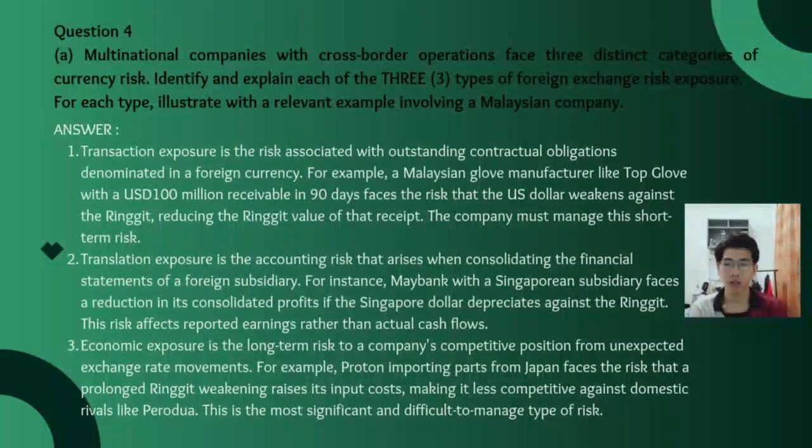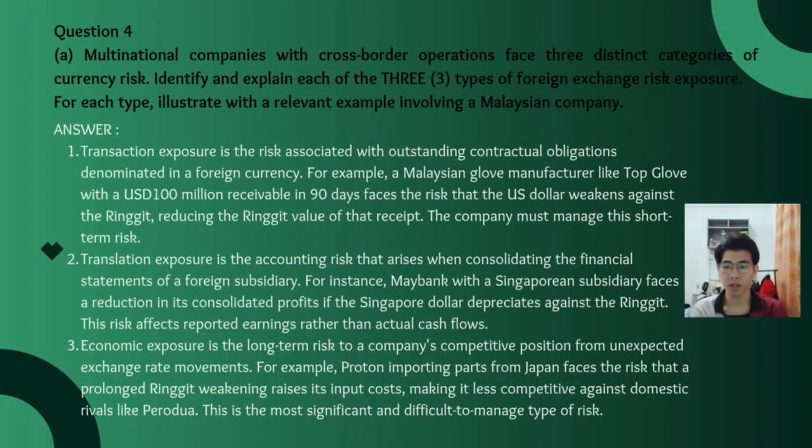Second is translation exposure, the accounting risk that arises when consolidating the financial statements of a foreign subsidiary. For instance, Maybank with a Singapore subsidiary faces a reduction in consolidated profit if the Singapore dollar depreciates against the ringgit Malaysia. This risk affects reported earnings rather than actual cash flow.